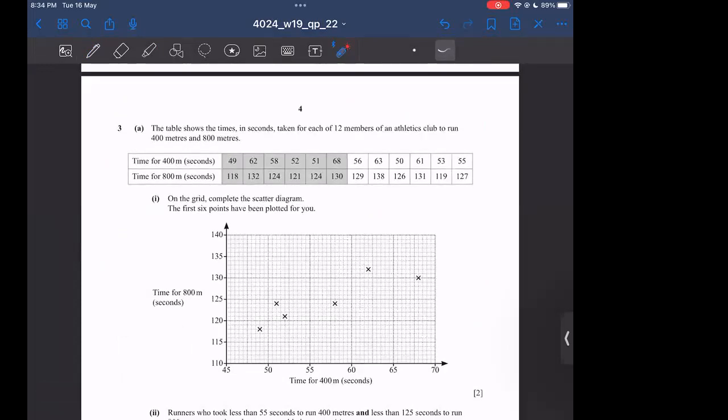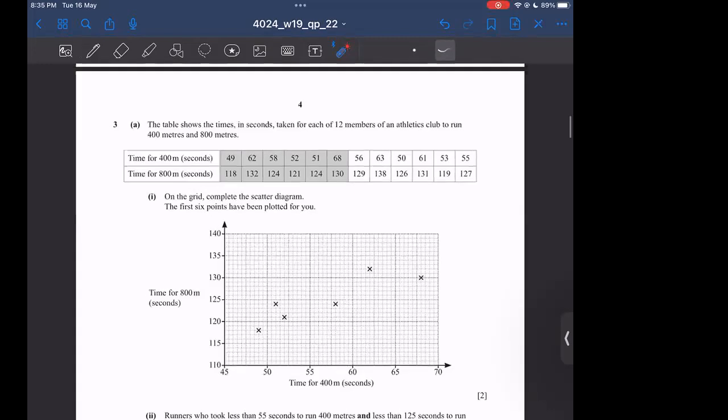Okay, in question number 3, what does it say? It says the table shows the times in seconds taken by each of the 12 members of an athletics club to run a 400-meter race and an 800-meter race. So this is the comparison between the 400 and 800-meter race. On the grid, complete the scatter diagram. The first 6 points have been plotted for you.